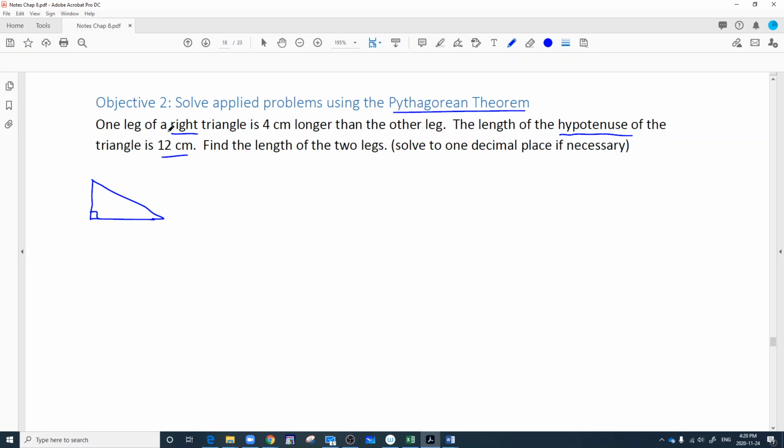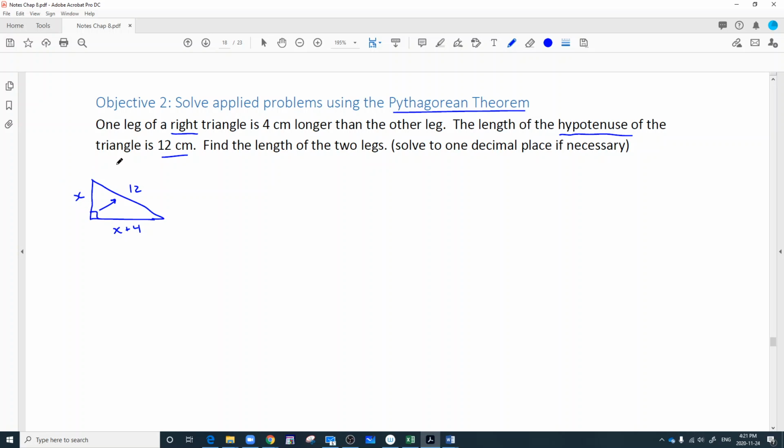Okay, so it says one leg of a right triangle is 4 centimeters longer than the other leg. So if one leg is x, the other leg is 4 centimeters longer, so x plus 4. The length of the hypotenuse, which is always the side across from the right angle, is 12. It's your longest side, across from your largest angle. Find the length of the two legs.